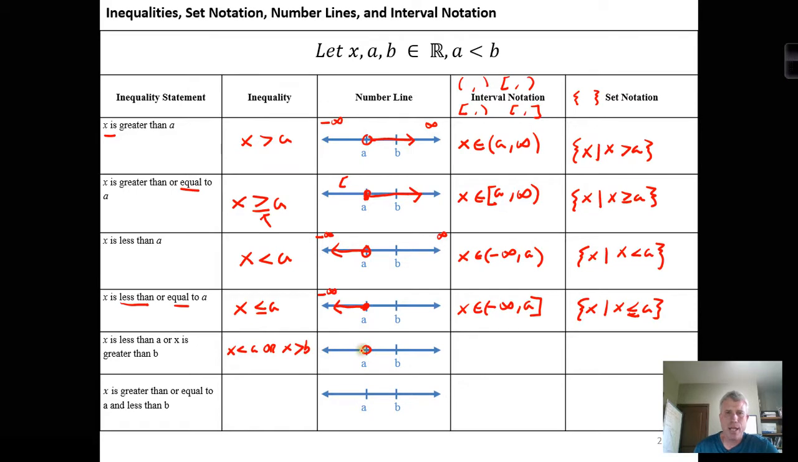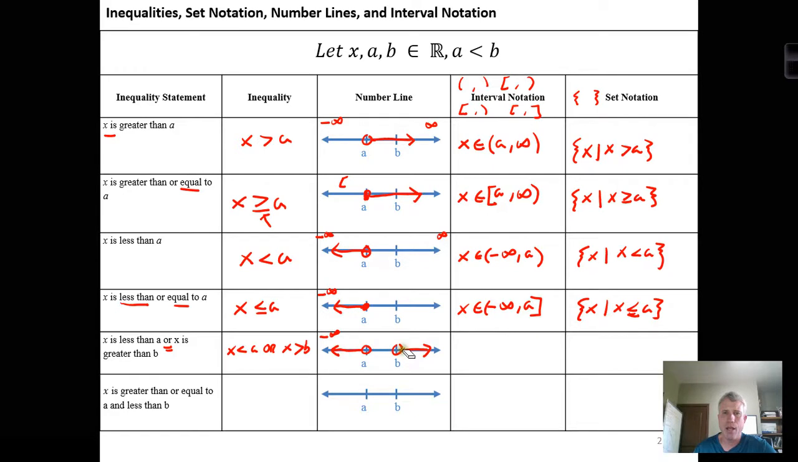And to be less than a, x would need to move in this direction towards negative infinity. And here, with x greater than b, we would have an open circle. But to be greater than b, we would be moving this way. So notice with this or notation, and this is usually the case with or notation, there's usually a missing piece in the middle that's not included in the solution set. So we have what are called disjoint sets. They don't have anything in common.